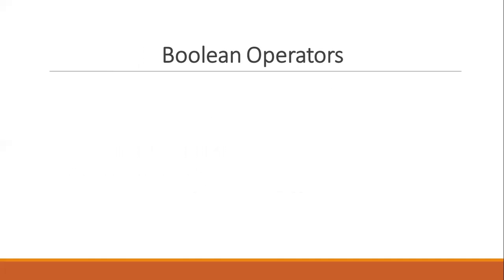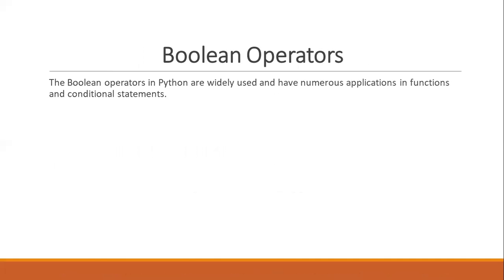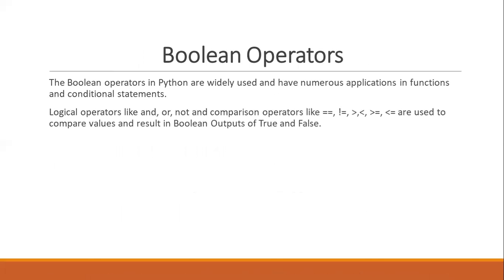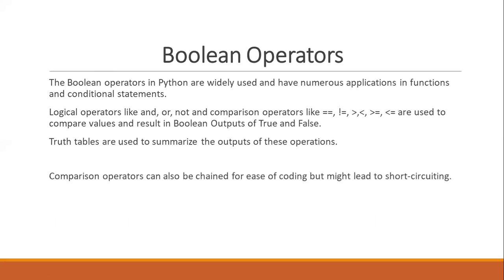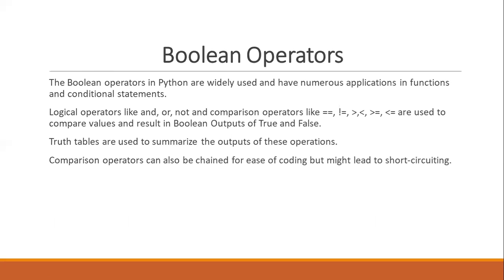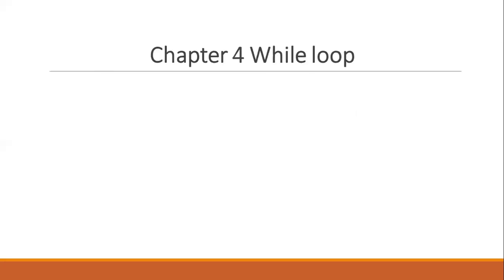Now we'll discuss Boolean operators, which are True and False. The Boolean operators in Python are widely used and have numerous applications in functions and conditional statements. Logical operators like AND, OR, NOT, and comparison operators are used to compare values and result in Boolean outputs of True and False. Truth tables are used to summarize the outputs of these operations. Comparison operators can also be chained for ease of coding but might lead to short circuiting.